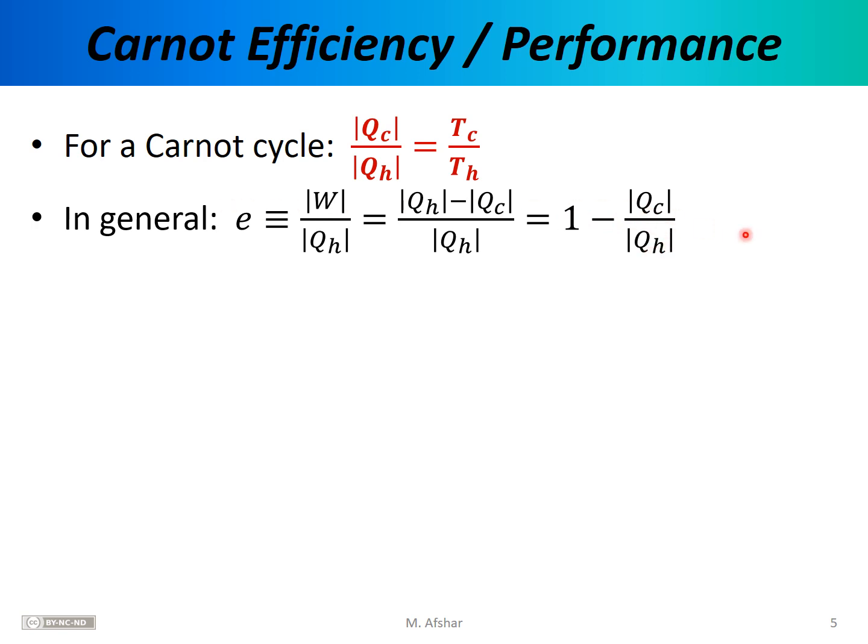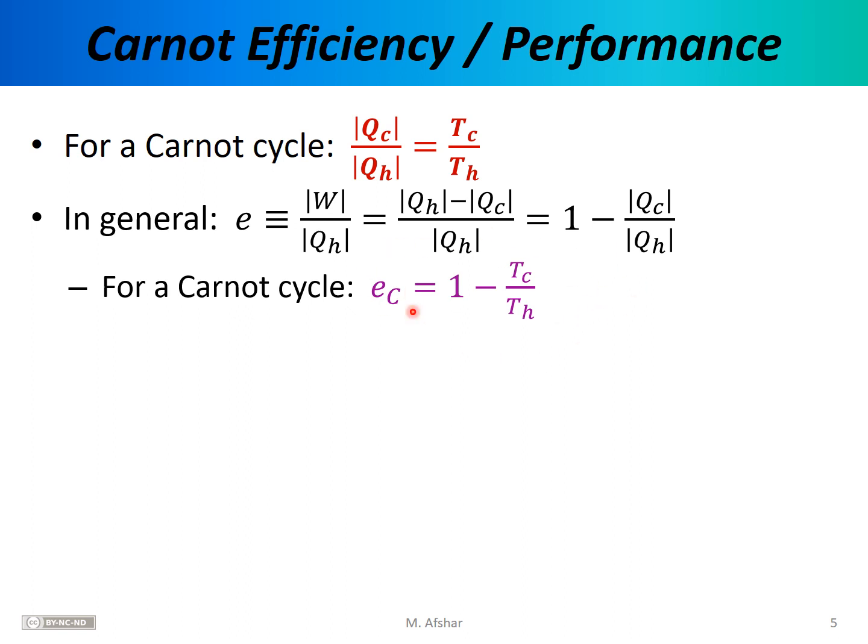Now, these equations are true for all heat engines, but for Carnot engines specifically, we know that QC divided by QH is equal to TC divided by TH. Therefore, for a Carnot cycle used in a Carnot engine, we can say that the Carnot efficiency is equal to 1 minus TC over TH.